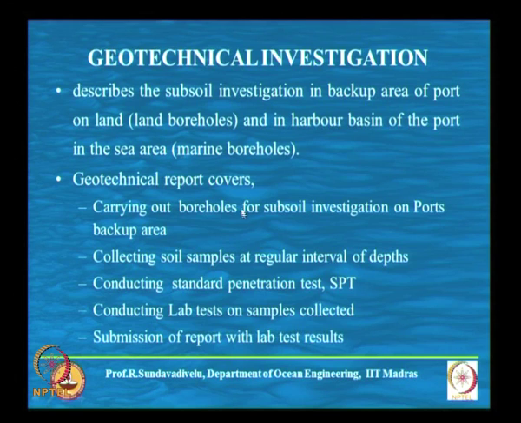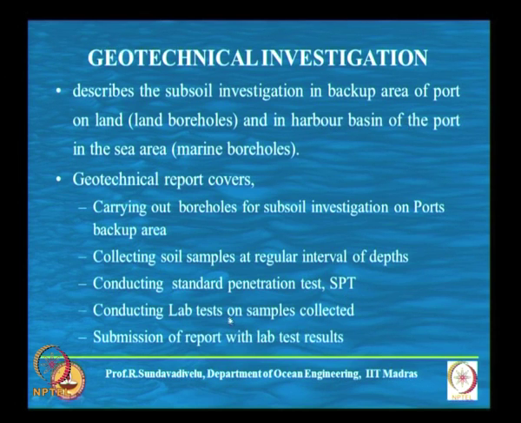Then what should the geotechnical report cover? They should collect the soil samples at regular intervals of depth. I said about 20 to 30 meters we need. That means every meter they have to collect the sample and carry out the test. One of the tests is to find out the particle size. What is the size of the particle? Then we do what is known as the standard penetration test, SPT test. I will tell you the importance of the SPT test. Once you have the SPT value, you can get the properties of the soil.